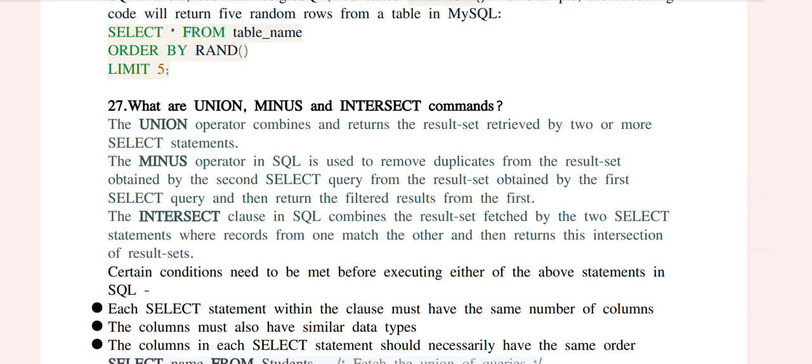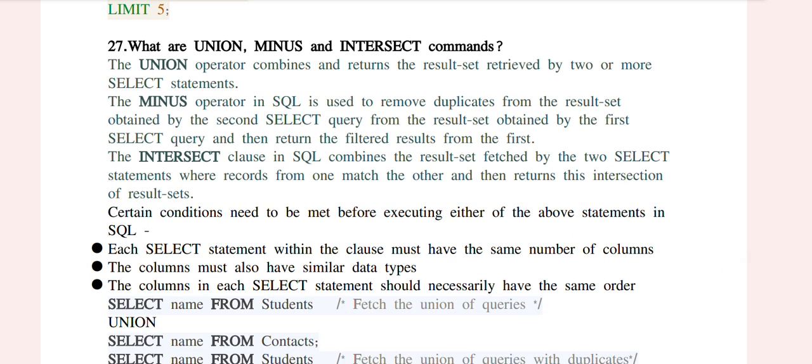What are UNION, MINUS, INTERSECT? These are set operators. The UNION operator combines and returns the result set retrieved by two or more select statements. The MINUS operator is used to remove from the result set obtained by the first select query the records that appear in the second select query. If we have table A and table B, A minus B returns the records that do not belong to B.